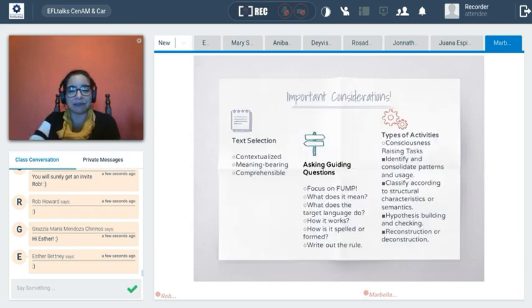So some important considerations have to do with the text selection, the guiding questions, and the kinds of activities. So the kinds of texts that we want to choose are contextualized, meaning bearing. The guiding questions, as we said, focus on form, meaning, and use. And the types of activities that we would want to use help raise their consciousness. So this can be consolidating patterns, it can be classifying structures, it can be hypothesis building, or reconstruction and deconstruction.